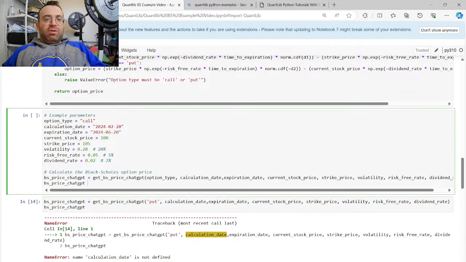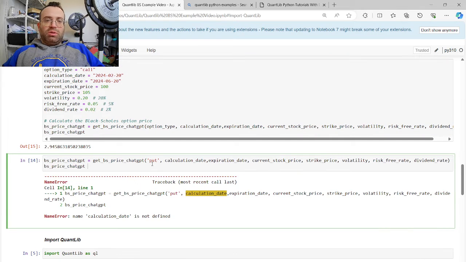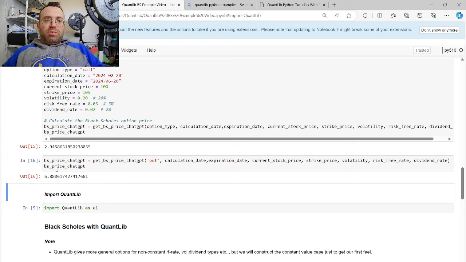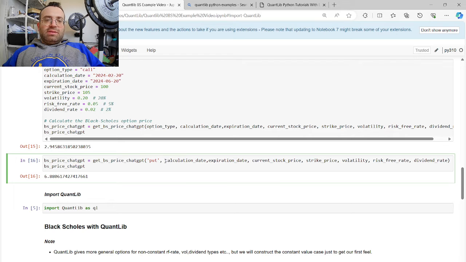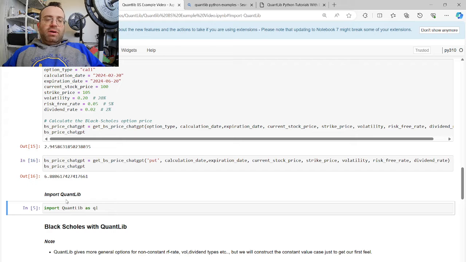Let's say you do option type call, calculation date, expiration date, current stock price, strike price, volatility, risk-free rate, dividend rate. You plug it into this get BS price ChatGPT. You get that. I'm just showing you an example below, switching call with put. In the option type, you get 6.88. And in future videos, I'll try to set these to the variable names. For some reason, it's not working. I have to figure out why.